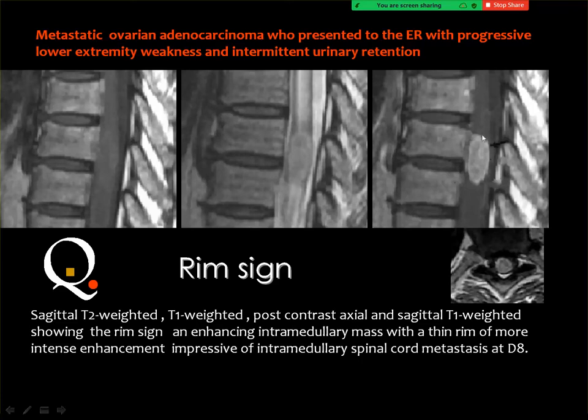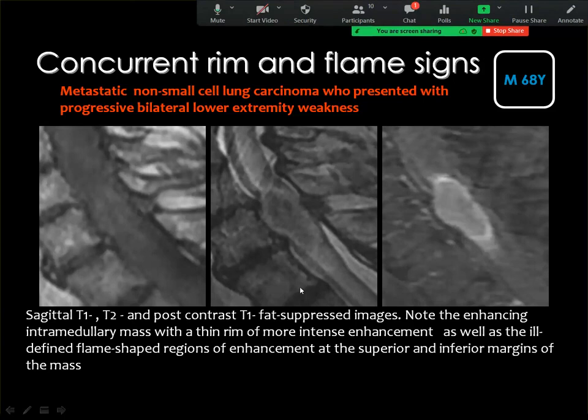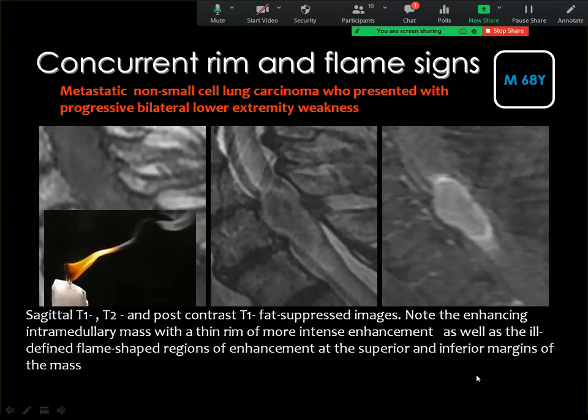Okay, and this is what we call the rim sign, and the other sign is known as the flame sign. In the post contrast image as well, you got what looks like a flame at the proximal or the distal end of the tumor. These two signs, the rim sign and the flame sign, are some of the recently reported signs for the diagnosis of spinal cord metastasis, especially if you are not supported by adequate clinical data about the patient.